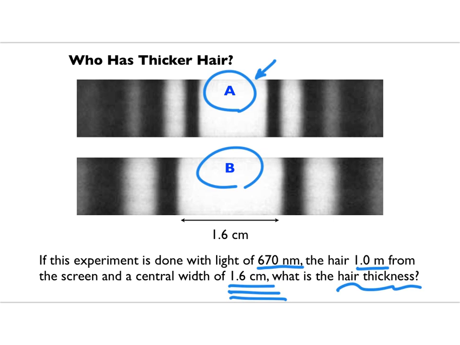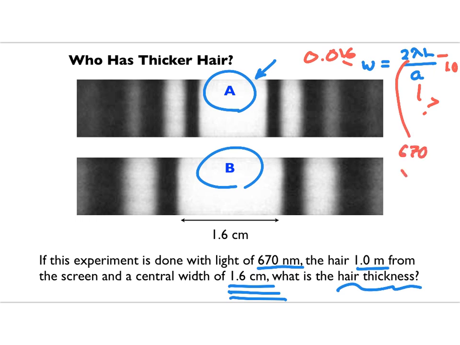And of course, the way you'll look at this is as follows. The width of the central maximum is equal to 2 times lambda times L divided by A. A is what we're looking for. W is the width of the pattern. That's 1.6 centimeters, so I got to put in 0.016 meters. L is the distance to the screen. That's 1.0 meters. Lambda is the wavelength of light. That's 670 nanometers, or 670 times 10 to the minus 9th meters.